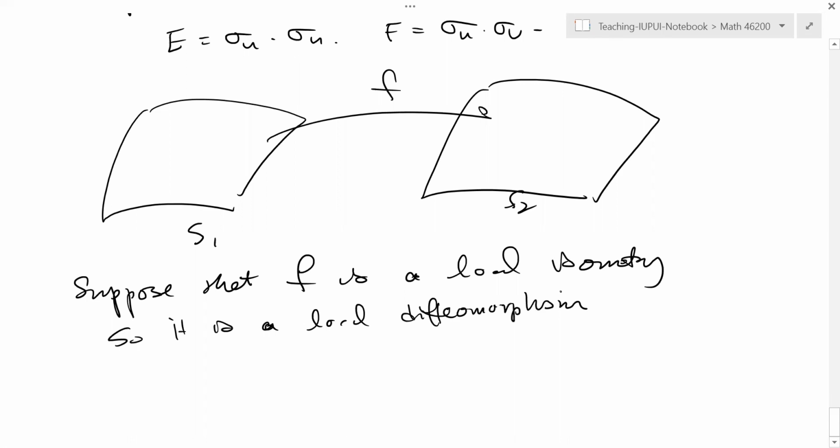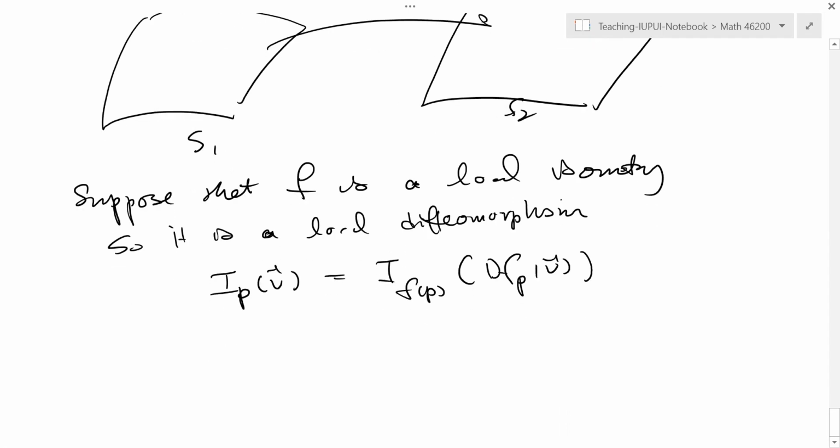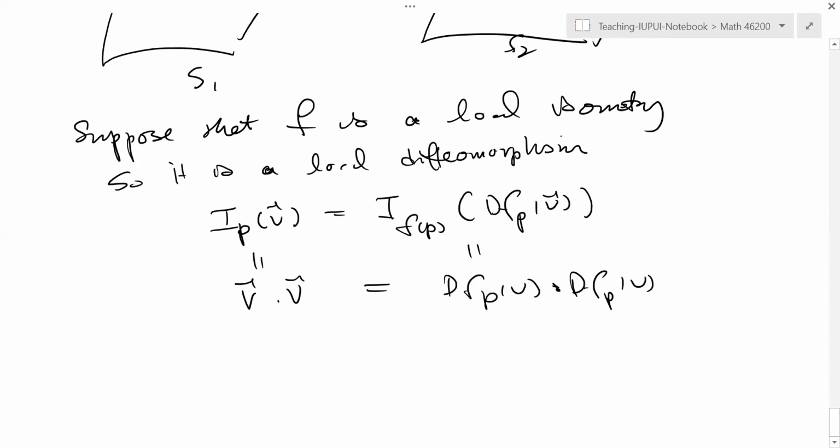And then we have, right? Then we have what? Then the second fundamental form is the same, okay? So for a vector V, it is going to be DF_P V, from the definition of the isometry, right? So what does it mean here? This is V dot V, and this is DF_P V dot DF_P V. Because it preserves the inner product, of course it preserves the length or the square of the length, right?